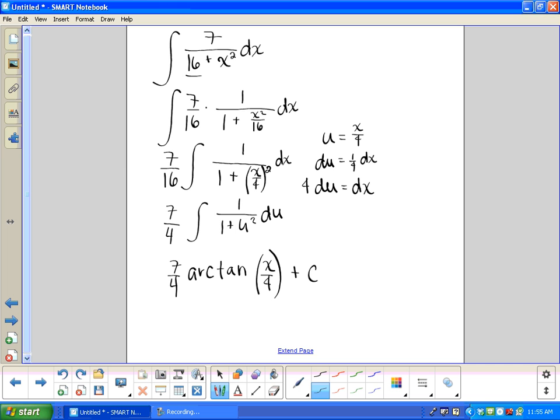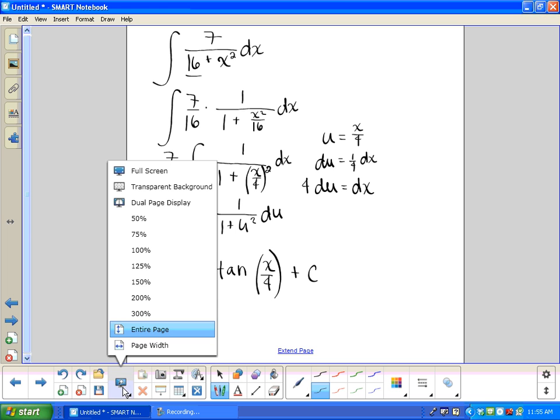See, not so bad, huh? You just got to set it up, and then the integral is really easy. Okay, so let's do another example.